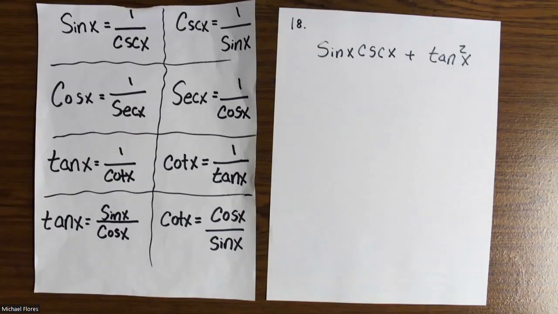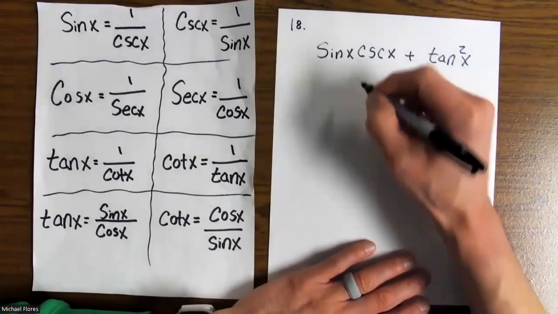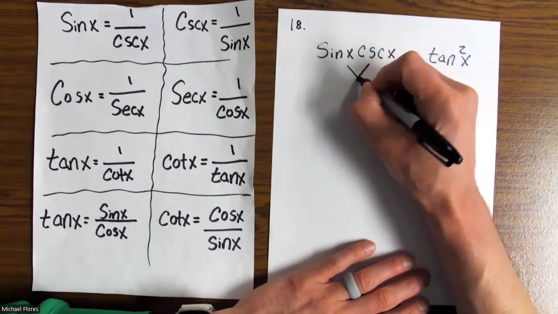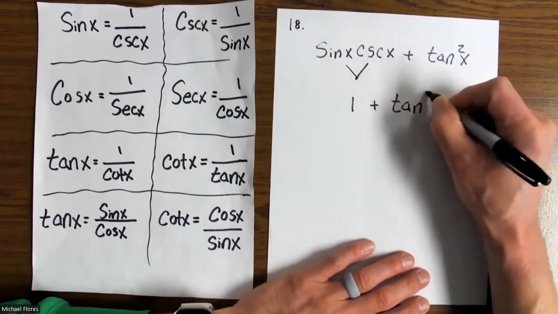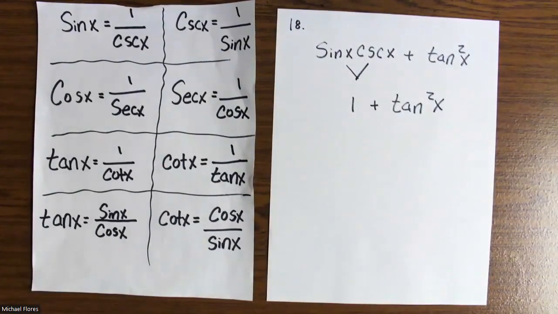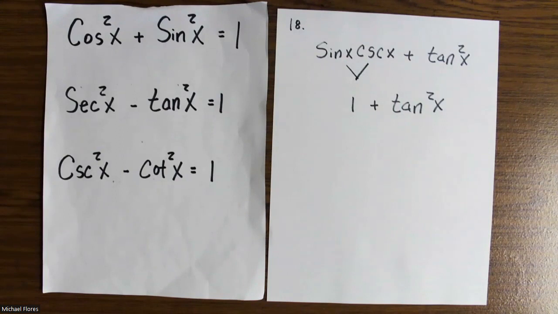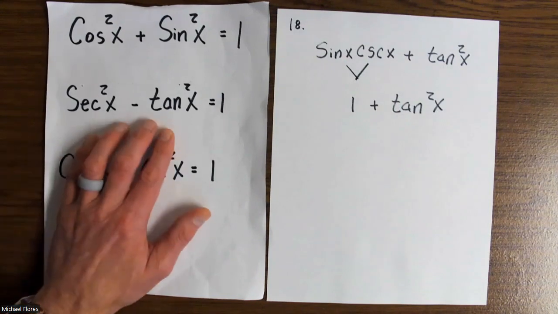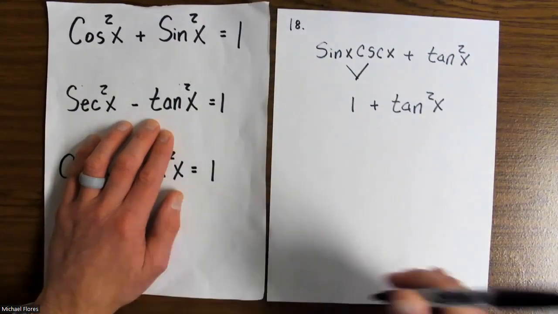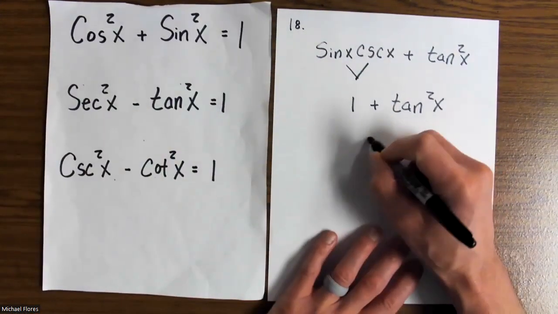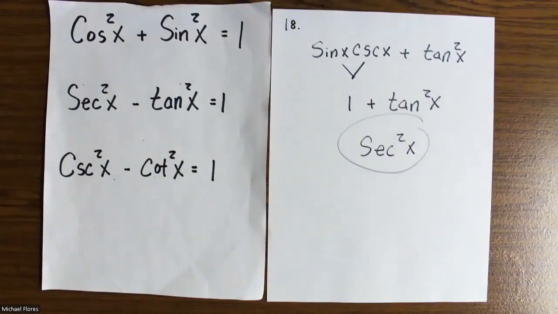Looking at example 18, sine and cosecant, those are reciprocals of one another. This right here simplifies just to 1 plus tangent squared of x. Now that looks like a portion of the Pythagorean identities, this middle one in particular. If you were to add tangent squared of x to both sides of the equal sign, this would simplify to secant squared of x. Final answer for 18.